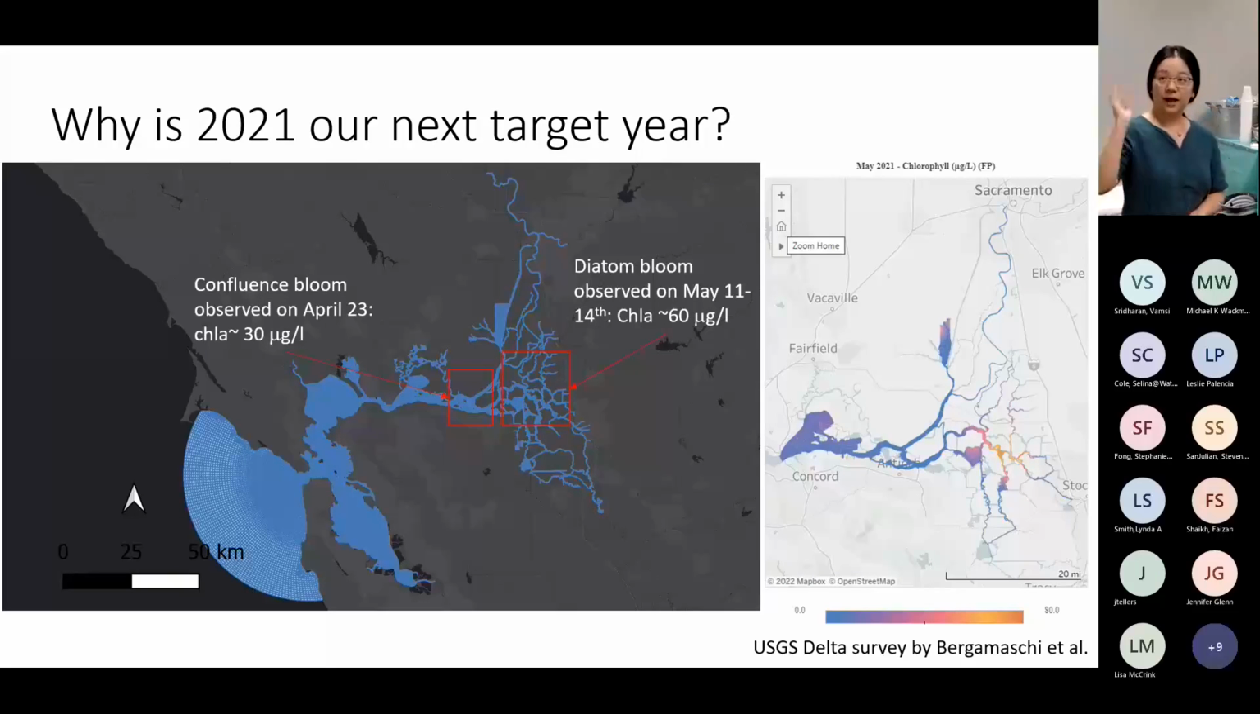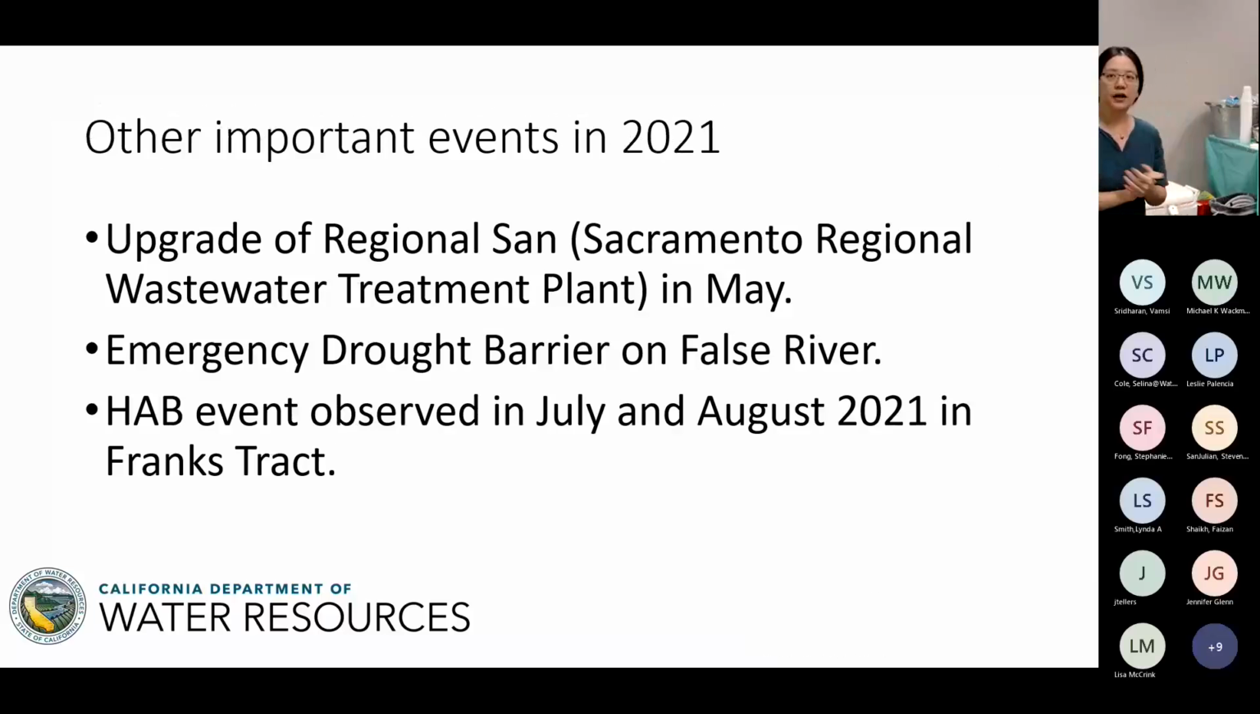And next, there was a diatom bloom event in May 2021, and at the same time, there was nutrient limitation observed. There's a better map on the right from the USGS Delta survey, and it shows a high magnitude of chlorophyll coinciding with a nutrient limitation condition in that region. In addition, there are a few other things happening in this year: the upgraded regional Senn, the emergency drought barrier on False River, and there's also the HAB event observed in Frank's Tract and beyond. I think HABs are also observed everywhere in the interior of the Delta.